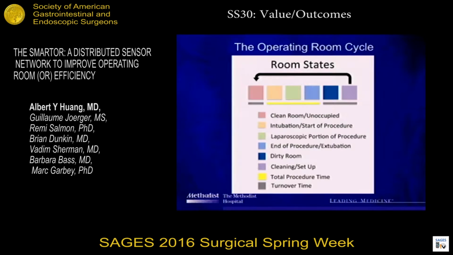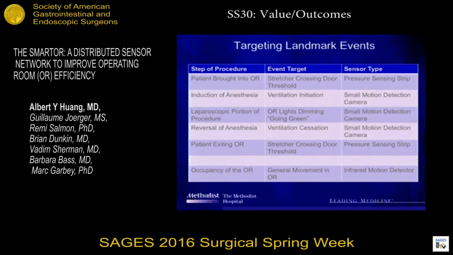So we first segmented the operating room cycle into the different steps that we have here, as a way to try to target each one of these specific activities as a state of room change. So everything from the patient entering the room, to intubation, to the laparoscopic portion of the operation and the reversal, as the patient ultimately exits the OR and the room is cleaned to start the cycle again. By doing so, we looked at specific steps of the procedure and at a specific event that was a landmark of this procedure.